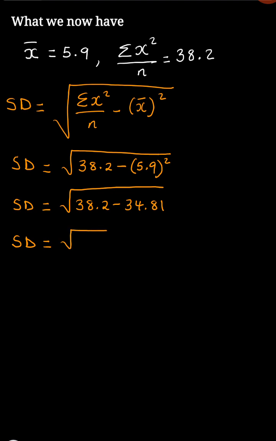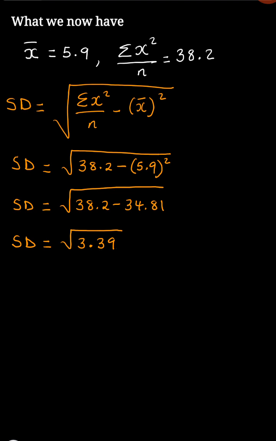Okay? Once you have done it like this, you are now going to say the standard deviation is equal to the square root of 38.2 minus 34.81, which will give you 3.39. Okay? Once you have reached this stage, you can now calculate the standard deviation by finding the square root of 3.39.